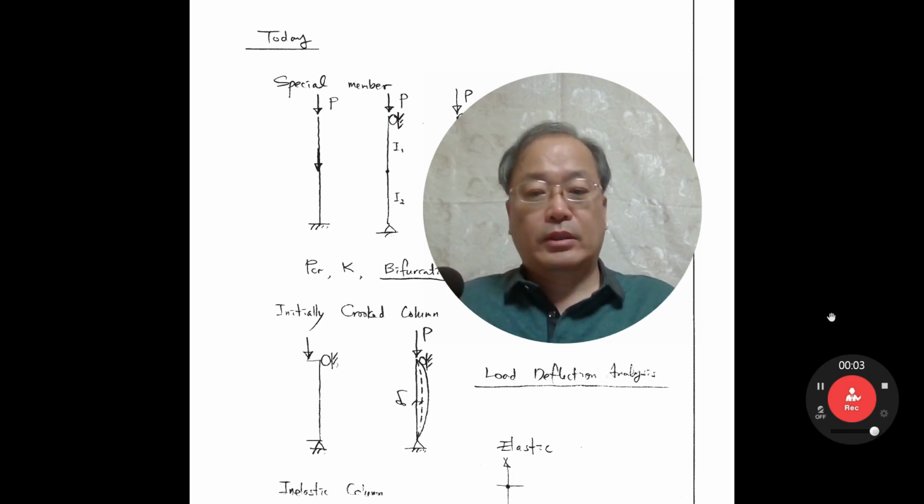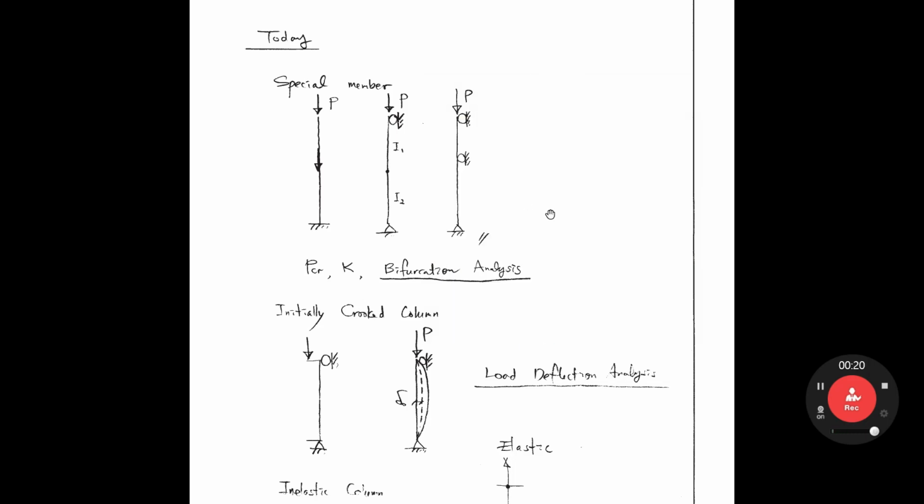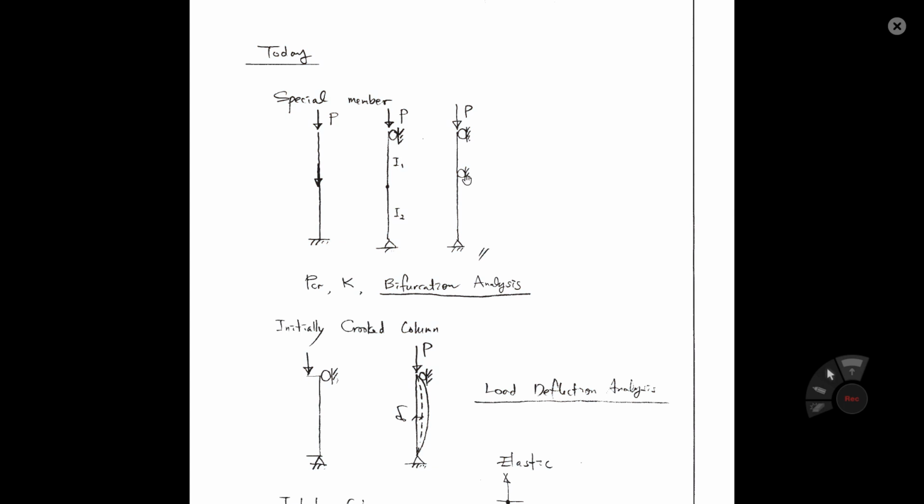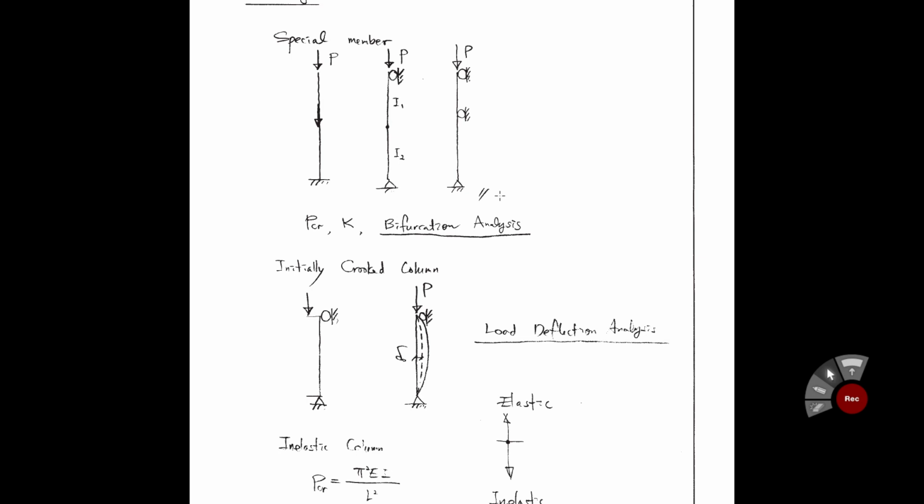I'll continue the column stability. Firstly, I'll cover the special column. This column has two P, and this column has different I1 and I2. This column is a two-story column. For this two-story column, I present PCR and K. The meaning of getting the PCR and K is that this analysis is bifurcation analysis, right?